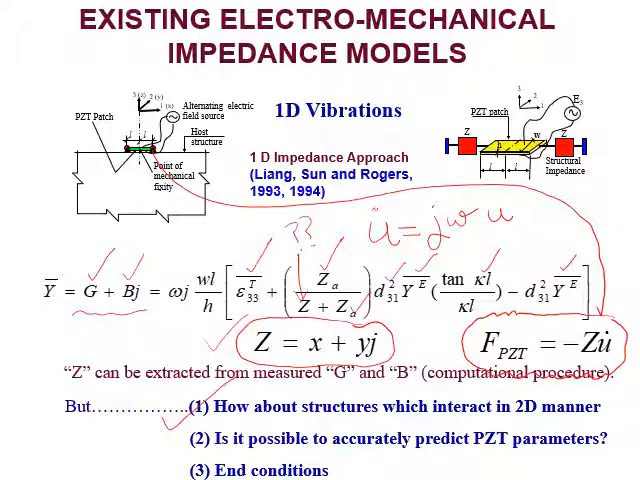Then the other issue is how accurately we know the parameters of the PZT patch, because all our calculations depend on the inputs which we are giving here in terms of the electrical permittivity, Young's modulus, D31. So we should know these parameters more accurately. And then the third is the end conditions. The end conditions are that it is a bond layer, but we are approximating it as a pin-pin connection. So let's go into the first two, 1 and 2, how these are addressed.